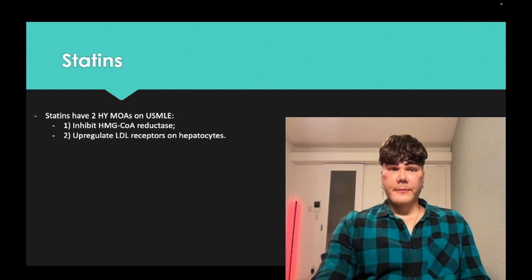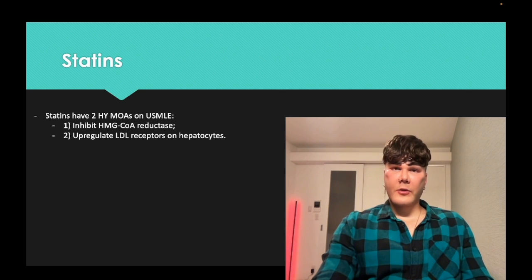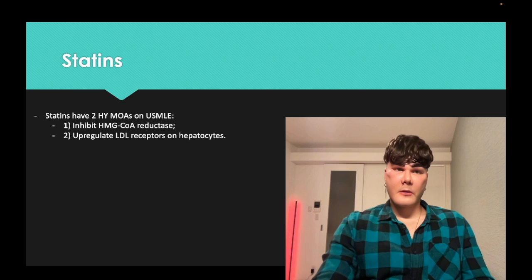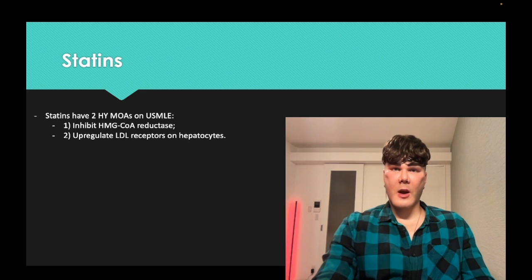Statins, okay, so they inhibit HMG-CoA reductase, the rate-limiting enzyme in cholesterol synthesis, and that's what you guys will, at least you should know, okay? But then you might get a question where they ask you for the mechanism of action and it's not listed. You're like, what the hell? But then the answer is increased LDL receptor expression on hepatocytes.